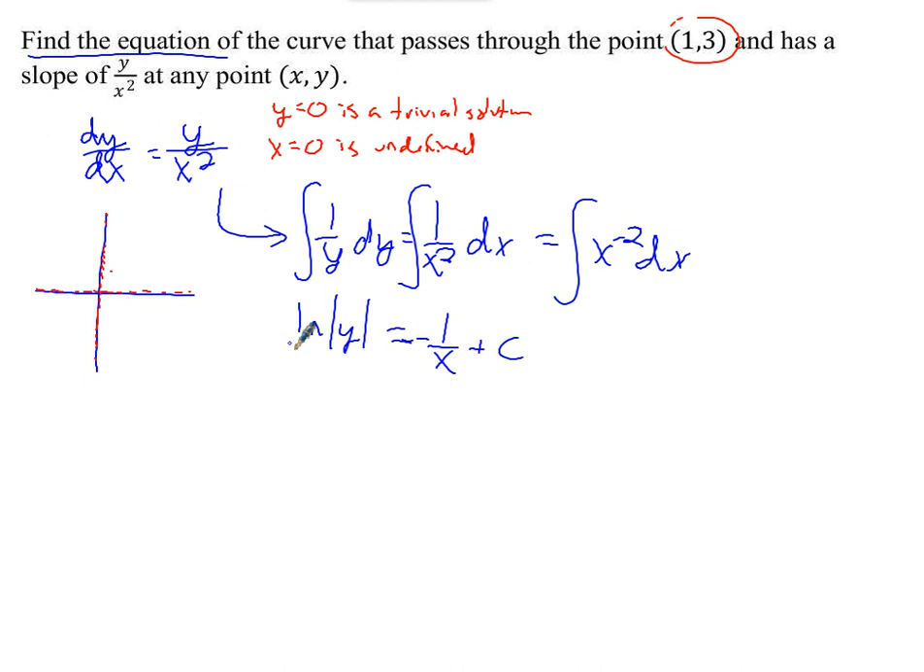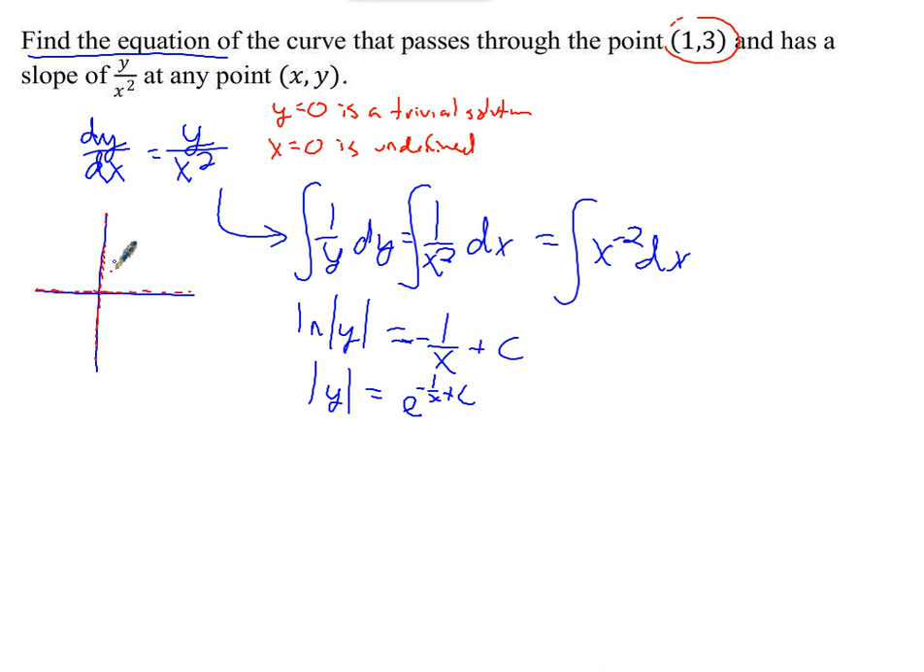Base e on both sides, and what do I wind up with on the left? Okay, the absolute value of y equals e to the negative 1 over x plus c. I'm just going to do that for now because there's more simplifying that we can do here. Can change absolute value to plus or minus on the right. There you go.